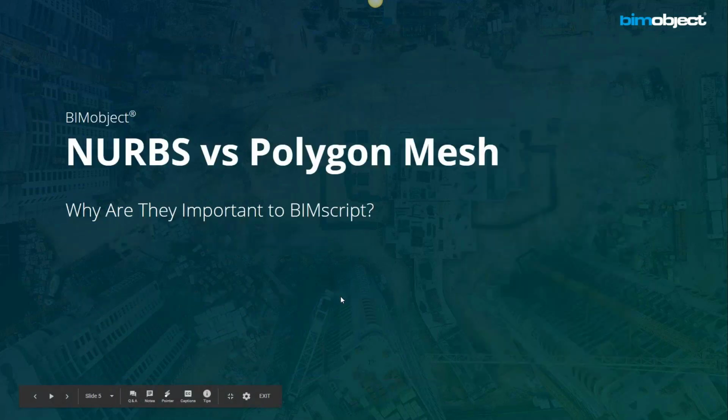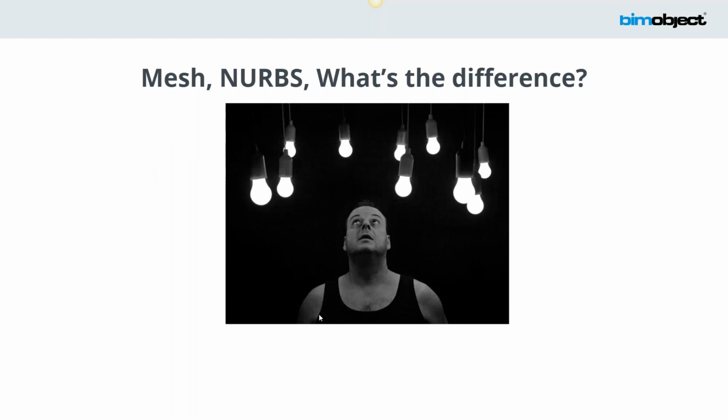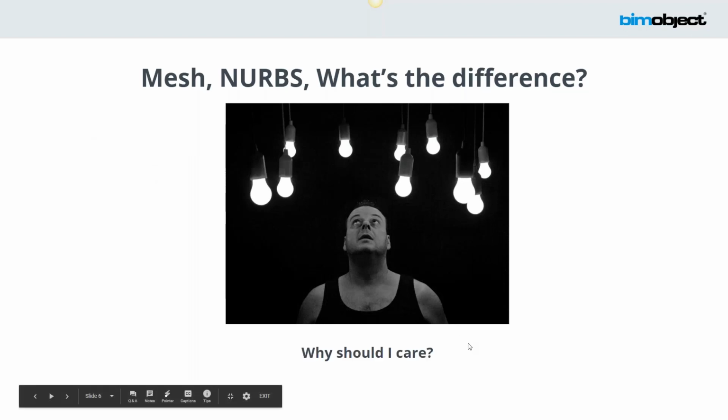Okay, so NURBS versus Polygon Mesh. We're going to talk about what those are in relationship to each other, and then why they're important to BIMscript. So what's the difference between the two? And then more importantly, why should you care?